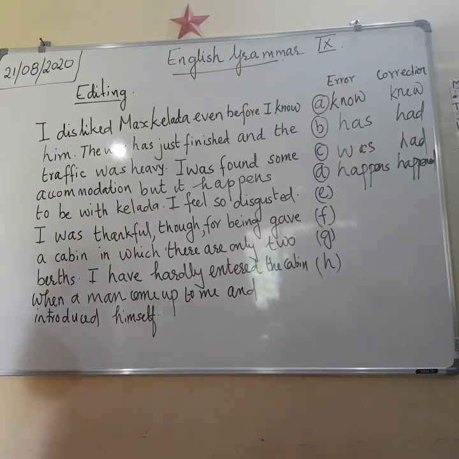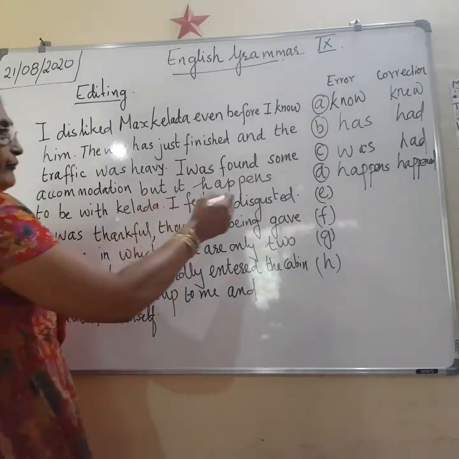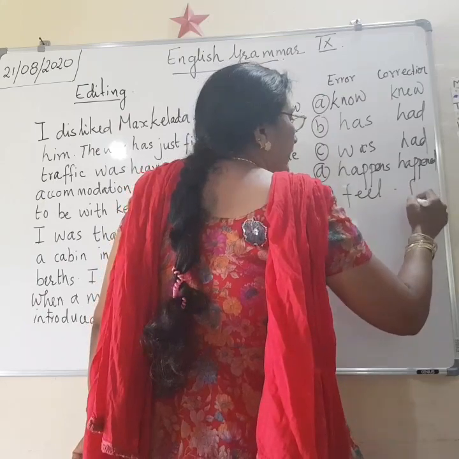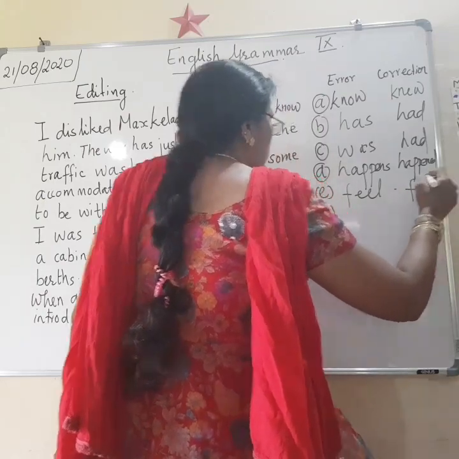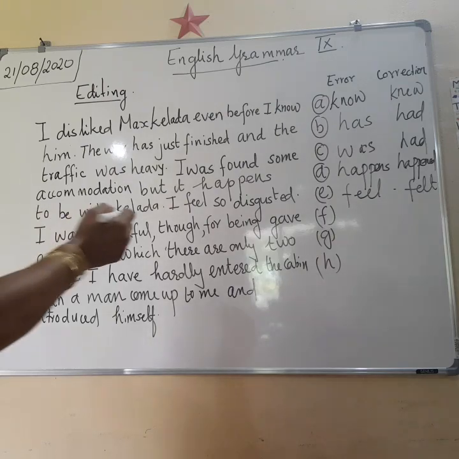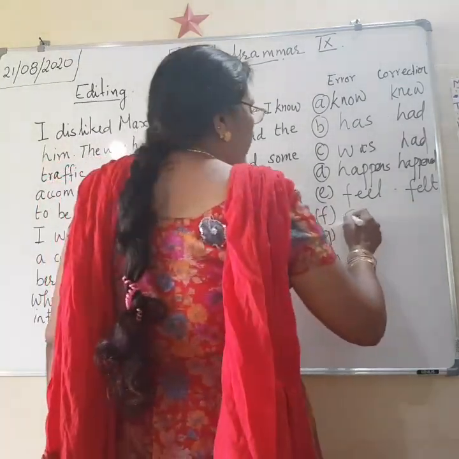Then happened to be with Kalada, I feel so disgusted. Which is the incorrect word here? Feel. What is the correct word? Felt. Next: I was thankful though for being gave. For being gave. Which is the incorrect word? Gave. Being given.